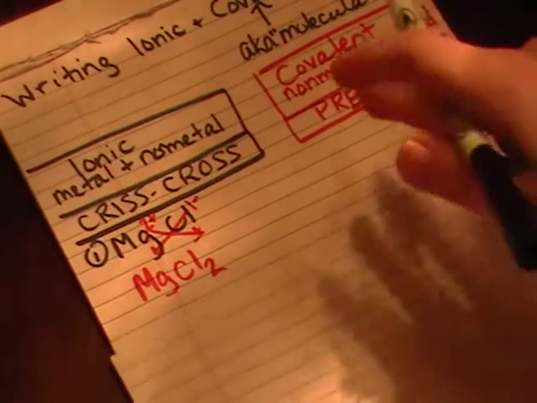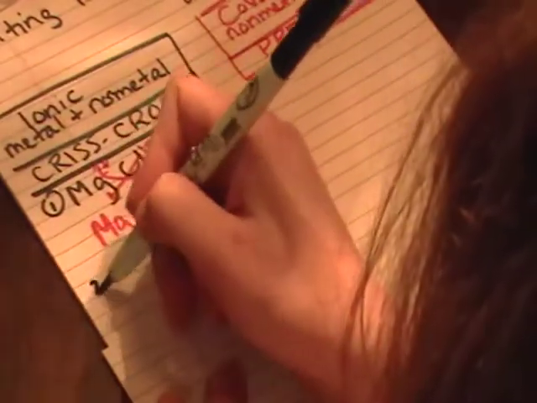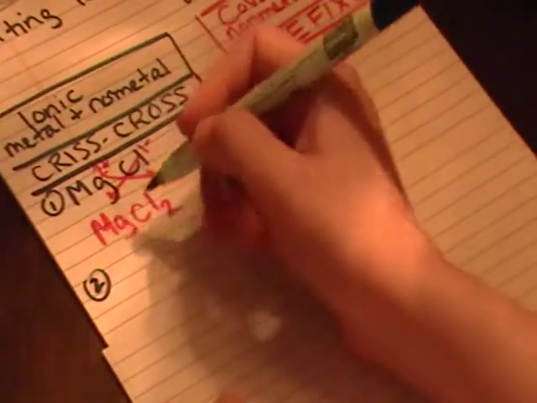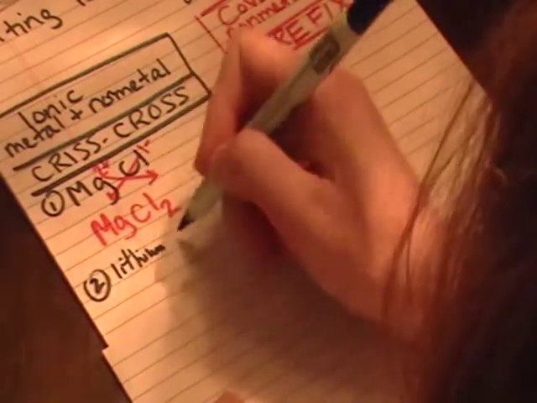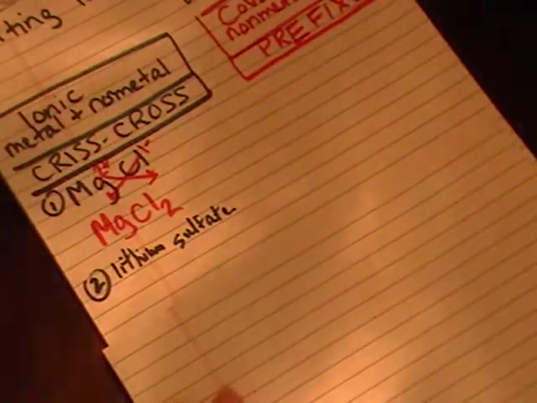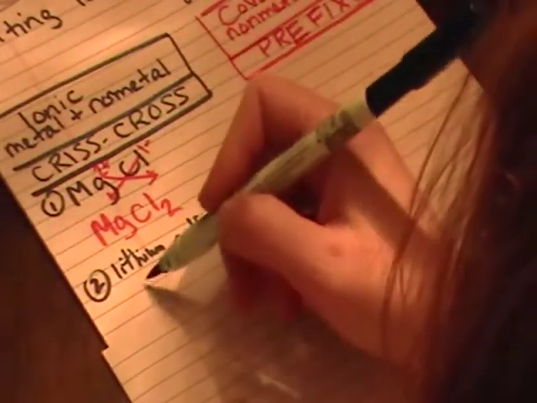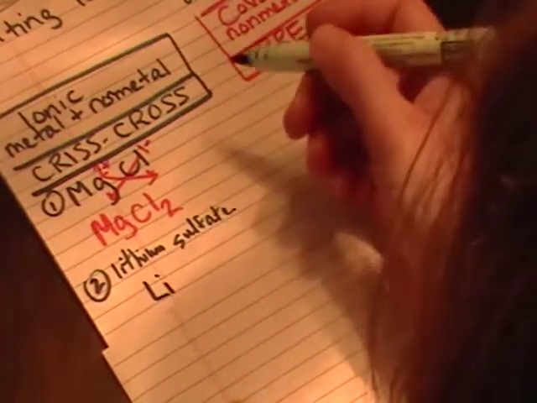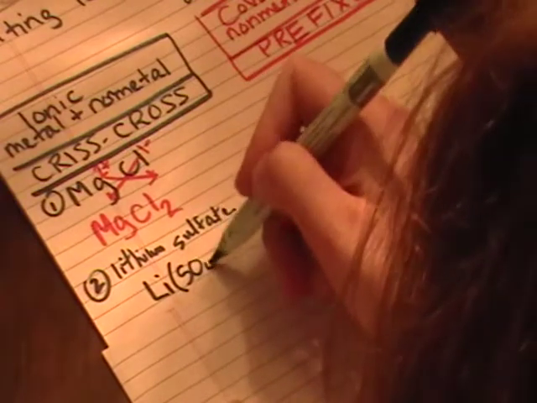We're going to do one that's a little bit harder. It contains a polyatomic, and it also is just the words. So we have lithium sulfate. Lithium sulfate, I know from the periodic table, it's Li. I look on the back of the periodic table and I see SO4.